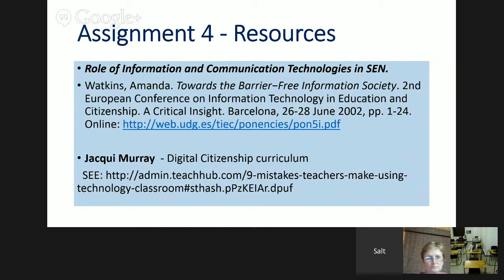I've mentioned 2 additional resources which I found very useful. The second, author Jackie Murray, has written numerous books on using technology in the classroom for children with learning disabilities. Perhaps Google her name to get more reading than the one I've given you there. I've given you access to an article she wrote about the 9 mistakes teachers make in using technology, and sometimes we need to look at those, because she brings a wealth of information and experience back to teachers. Then also look at Amanda Watkins and what she writes about a barrier-free information society and what that actually means for learners.